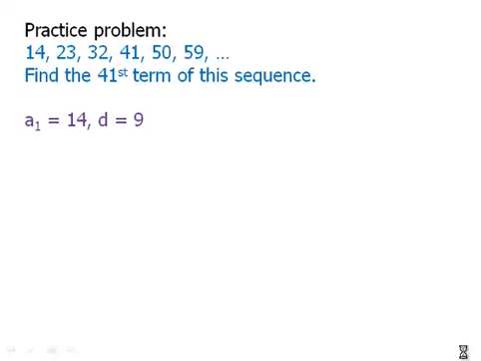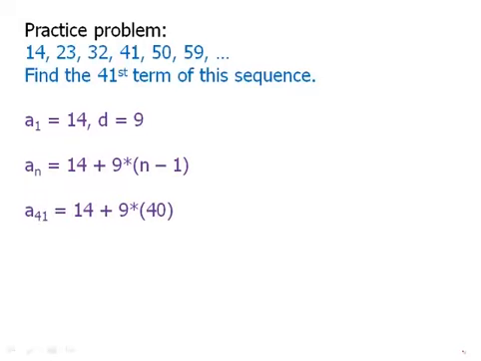So we can just plug into the formula. This is the general formula. If we want the 41st term, we plug in n equals 41, so we get 14 plus 9 times 40. 9 times 40, of course, is 360. Add 14, we get 374. 374 is the 41st term on this sequence, the 41st term on the list.